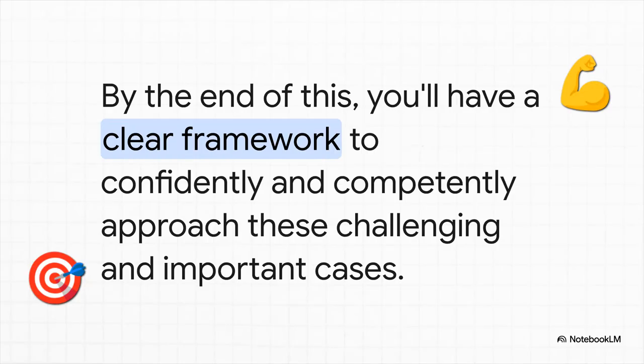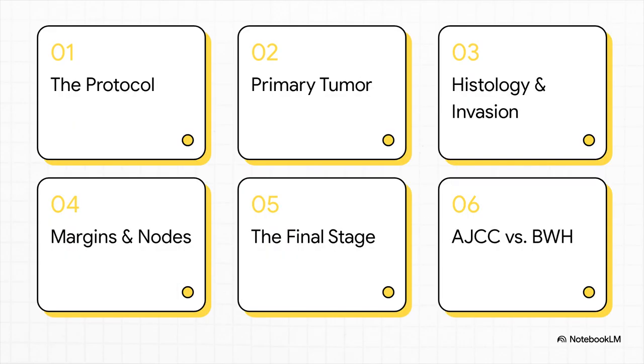So that's what we're going to do here. We're going to take this protocol and break it down piece by piece. What's the goal? Simple. To give you a rock-solid framework so you can walk up to these tough cases feeling confident and precise. We're basically going to follow the entire journey of a specimen. We'll kick things off with when you should even be using this protocol. Then we'll dive into the primary tumor itself. From there, it's under the microscope to look at histology, grade, and invasion. Then we'll tackle margins and nodes. And finally, put it all together for the final stage. We'll even look at the two big staging systems, AJCC and BWH, and see how they stack up.